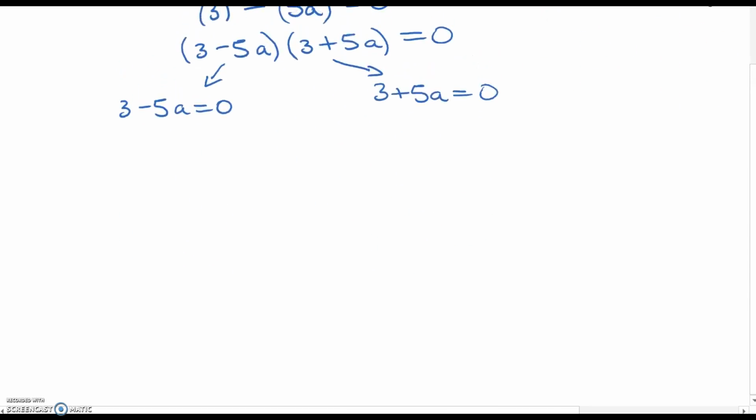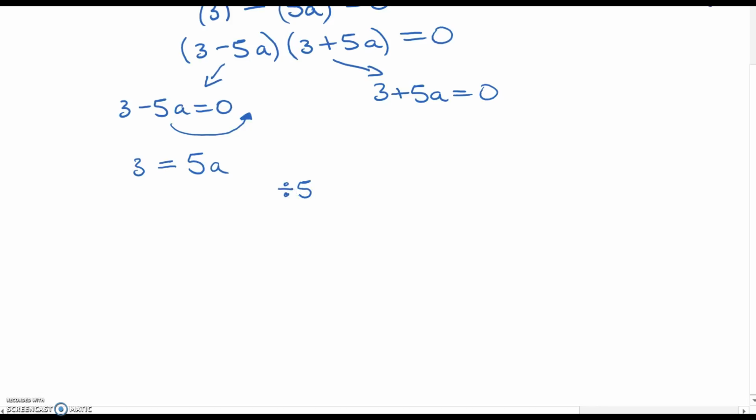And now what we want to do is get the letter on its own. So we can see what's on the wrong side, and in either of these we can move the negative 5a across. We can do it that way. And if you do it that way, you get 3 is equal to, if we move the negative 5a across, we change the sign, becomes plus 5a. And then you always divide by the number attached to your variable. So divide by 5.